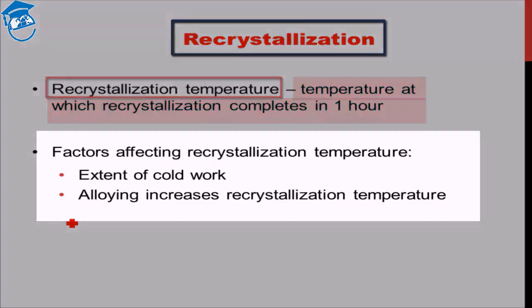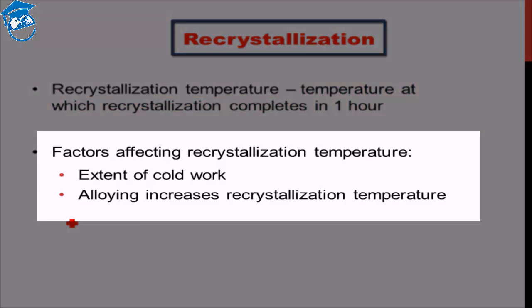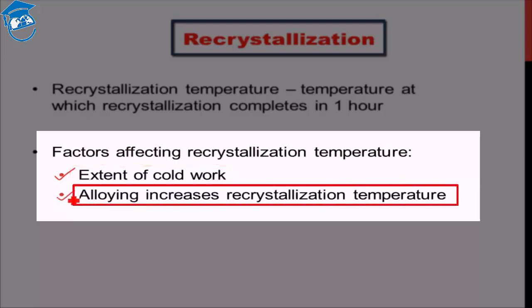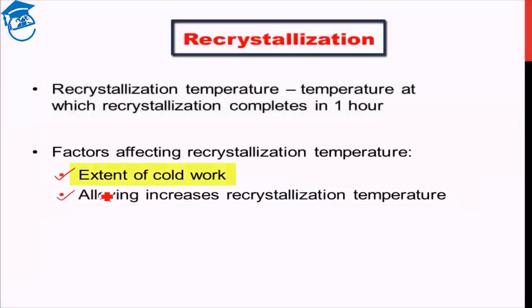Now there are several factors on which recrystallization temperature will depend. The two most important factors are: one, what is the extent of cold work of the material, and second is what are the alloying elements or the amount of alloying present in the material. What do we mean by the extent of cold work? See, if you have a material which is 10% cold worked and you have another material which is 50% cold worked, this will have less strain, this will have more strain.